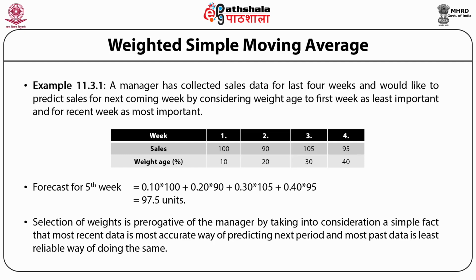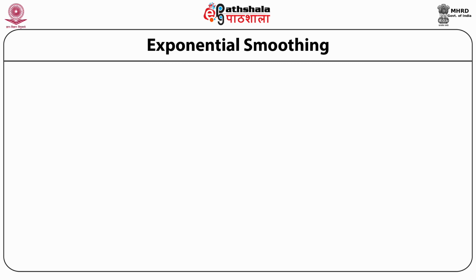The forecasting for the 5th week is done in the following way. The weightage for each week is multiplied by the actual demand for that week and then the sum is taken for all the weeks, which is 0.10 into 100 plus 0.20 into 90 plus 0.30 into 105 plus 0.40 into 95, which would give us 97.5 units. Importantly, selection of weights is the prerogative of the manager, taking into consideration a very simple fact that the most recent data is the most accurate way of predicting the next period and the most past data is the least reliable way of doing the same. The last forecasting technique that has been discussed in this chapter is exponential smoothing.